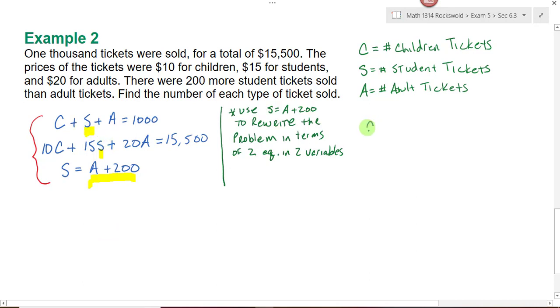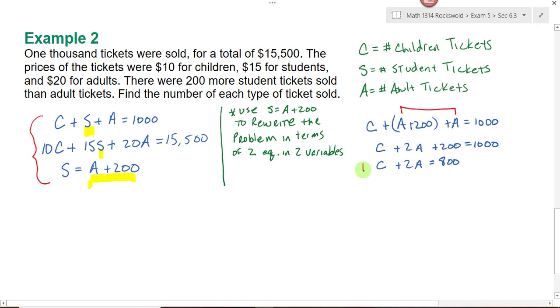I take C plus, instead of S, I write A plus 200 plus A equals 1,000. When I combine my like terms, I get C plus 2A plus 200 equals 1,000. Now I can subtract 200 from both sides, and that gives me C plus 2A equals 800. This is going to be one of my equations in terms of 2 variables.